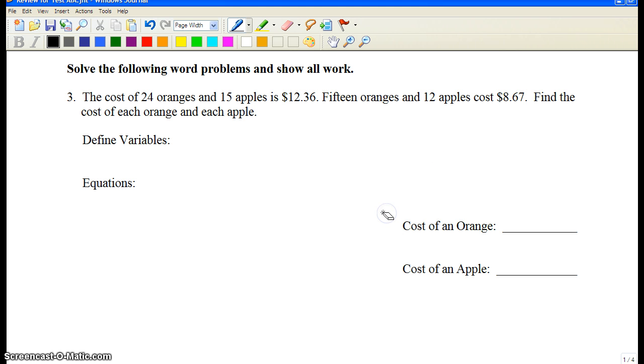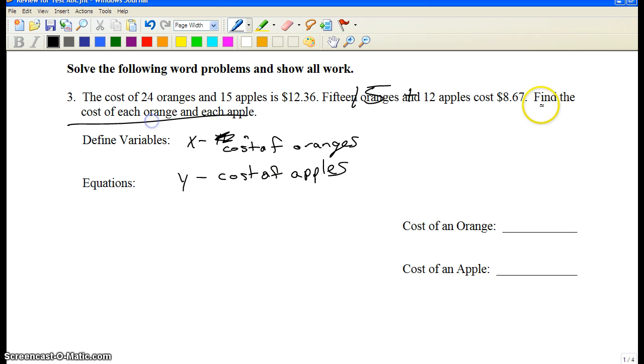The cost of 24 oranges and 15 apples is $12.36. 15 oranges and 12 apples is $8.67. Find the cost of each orange and each apple. Well, x is the cost of oranges. y is the cost of apples. From the purpose statement, we take a look for totals. We have $12.36 as a total.